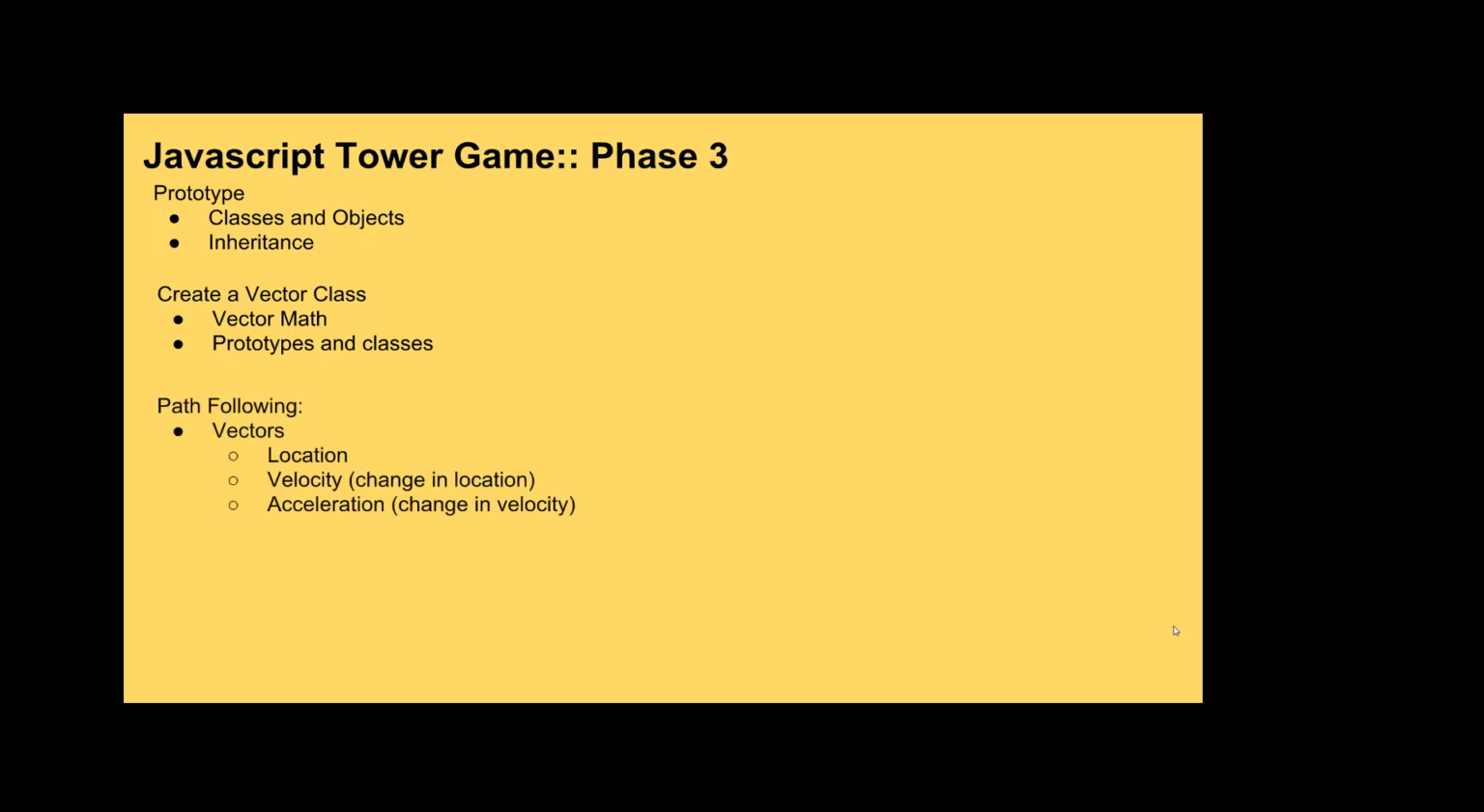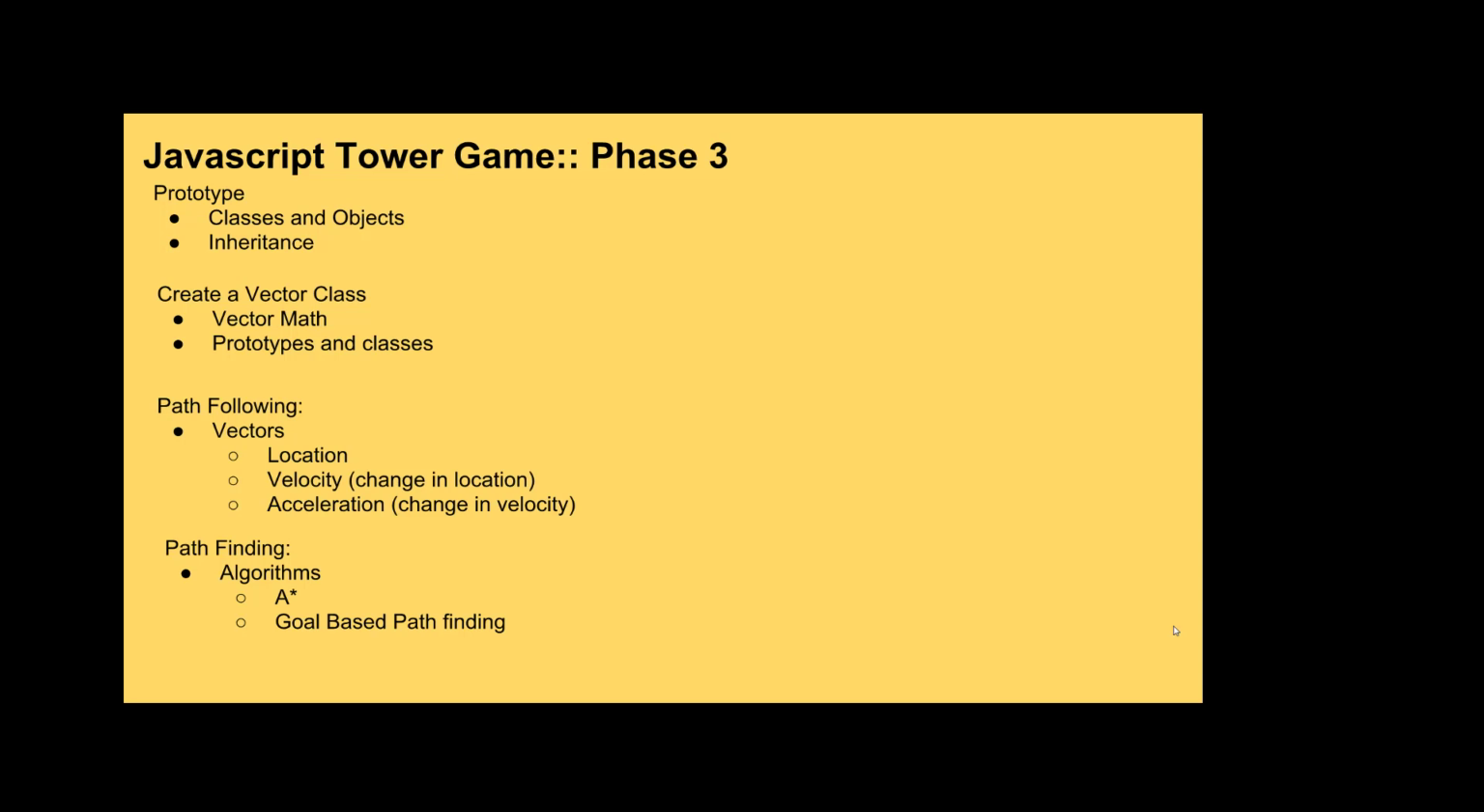Also, we're going to do two things regarding paths. We're going to have path following and path finding. It seems like we do path finding first, but actually path finding is fairly difficult. Path following is actually not so difficult. We're just using three vectors: a location vector, a velocity vector, and an acceleration vector. So velocity is just change in location, acceleration is change in velocity, and so we'll be using vectors to move our pieces around the canvas.